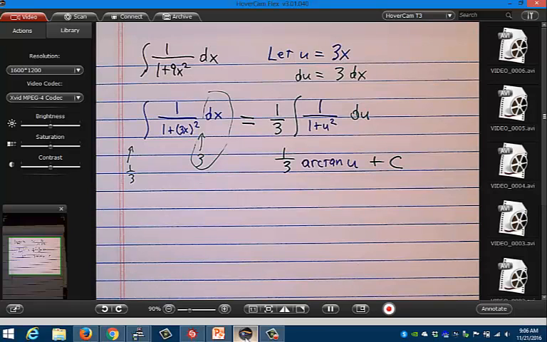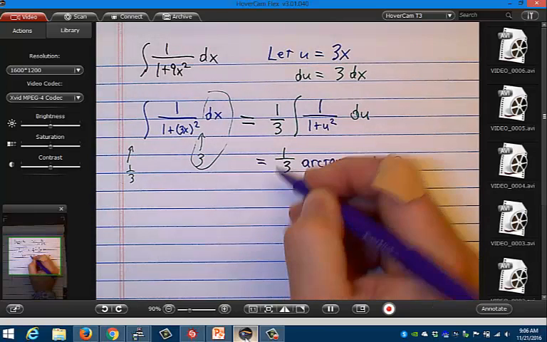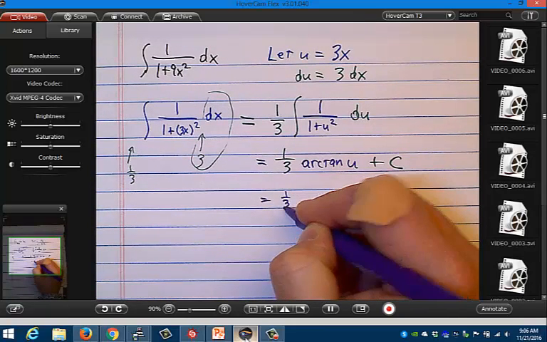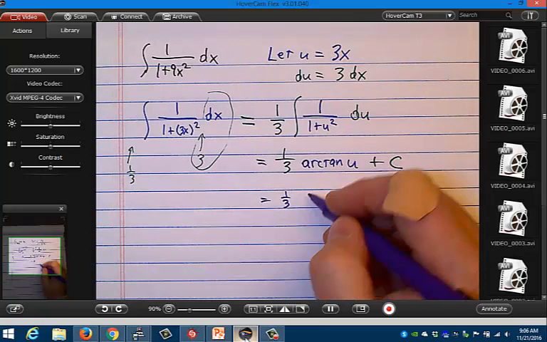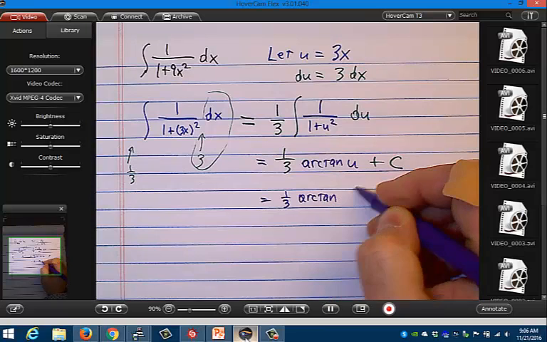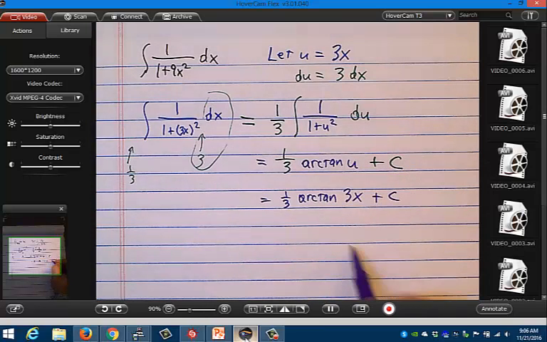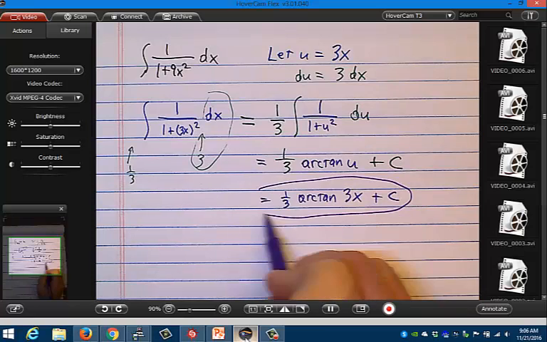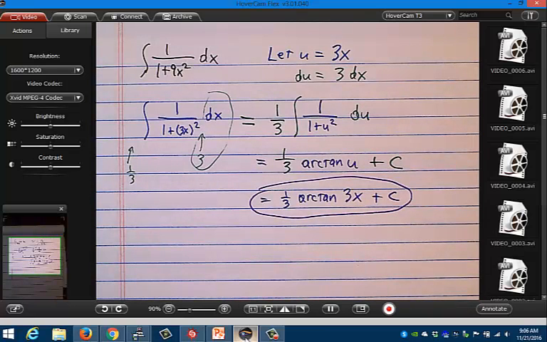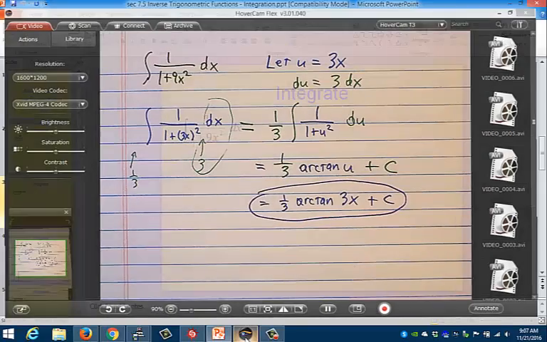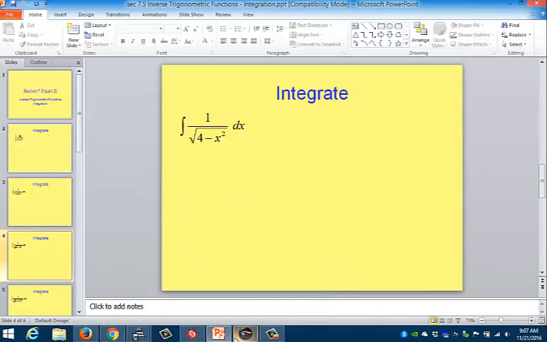Actually, I remember studying integration in Calc 2, and I will tell you that arctangents come up a lot and logarithms come up a lot. Those things just come up a lot in calculus when you're doing integration. So let's see, we get 1/3 the arctan of what? Of 3x plus c. That's the answer to the original problem. It takes a little work. Here's the next one.